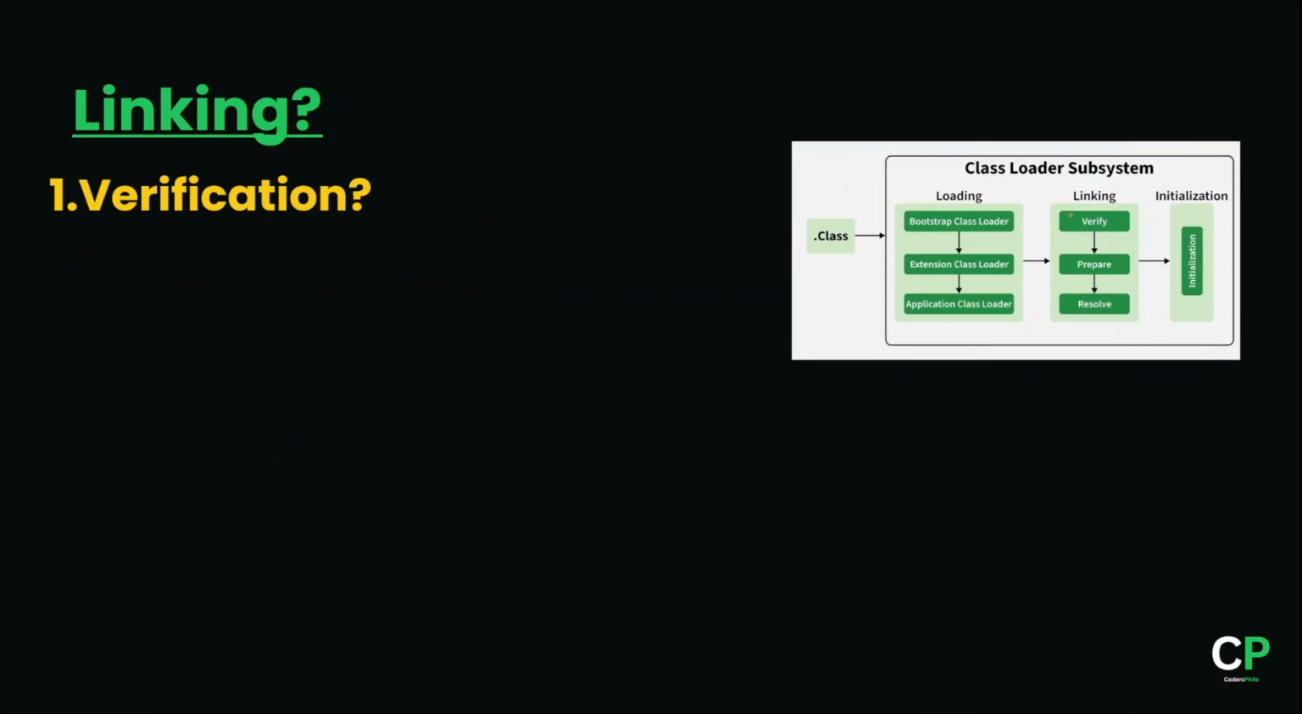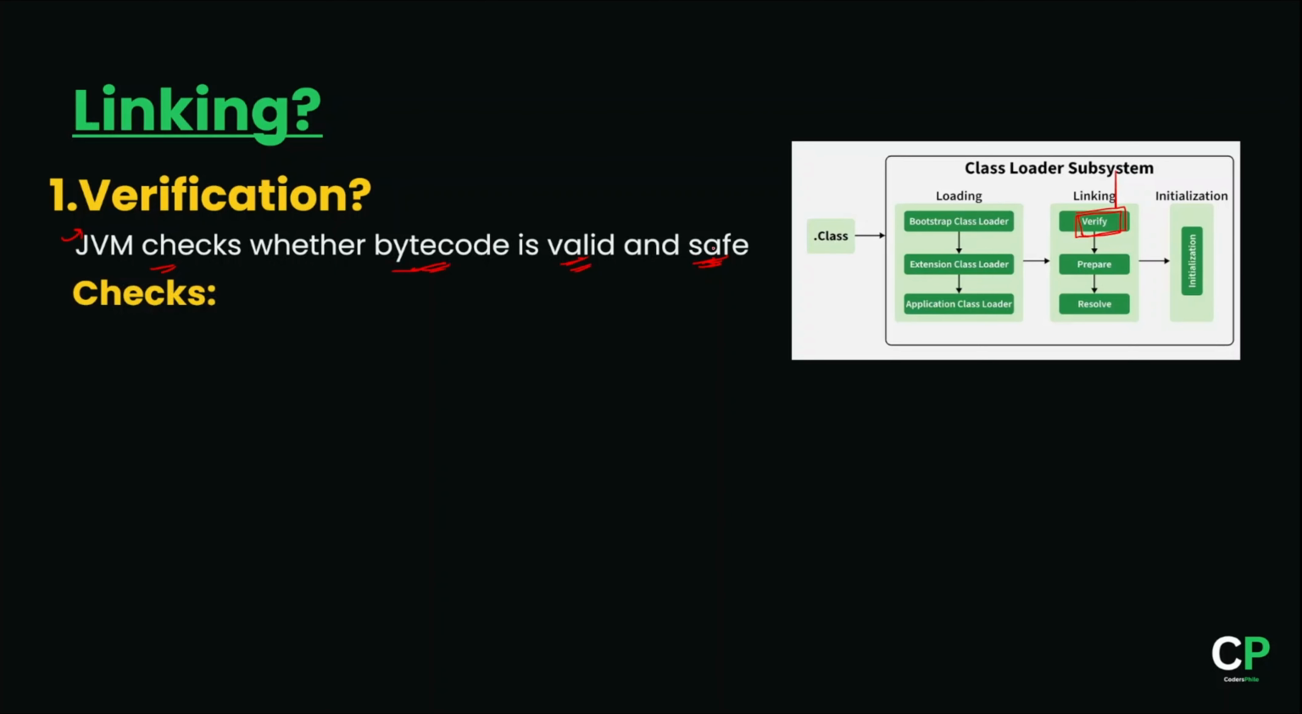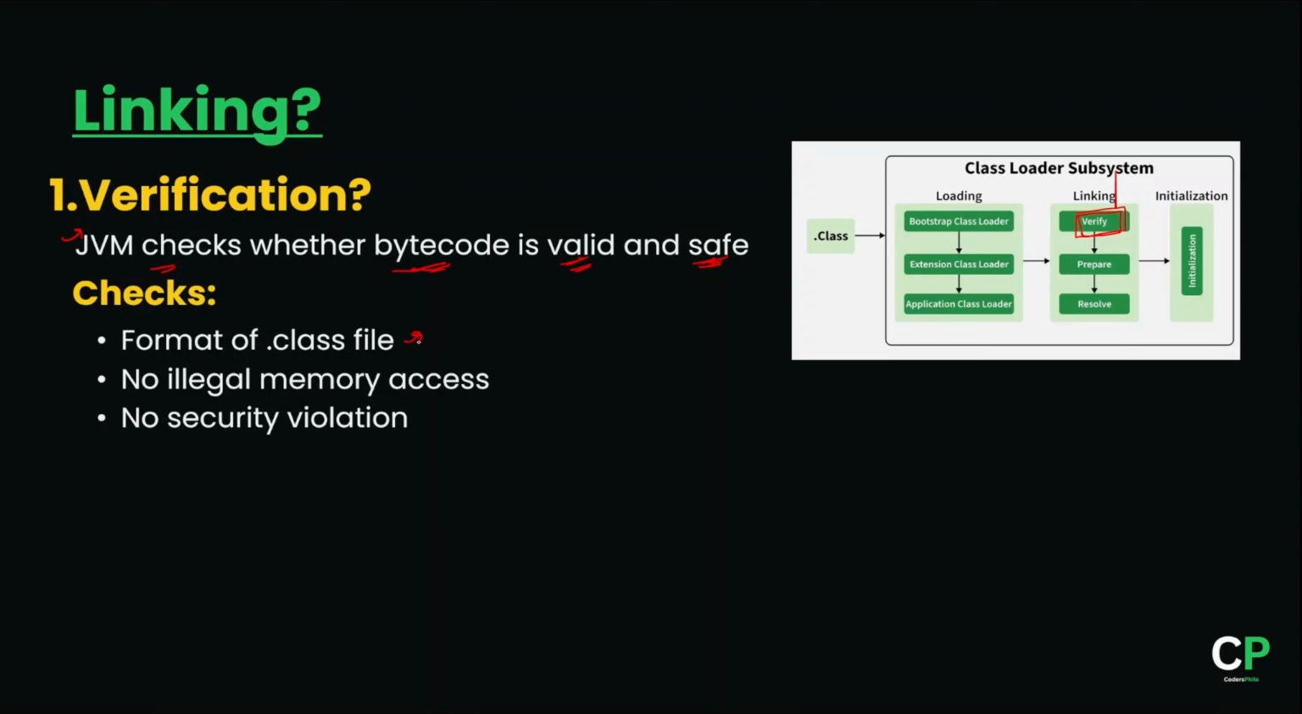As you can guess from the name, in the verification phase the JVM checks whether the bytecode is valid and safe. So the JVM checks the security of the bytecode, whether it is valid or not, and whether it is safe or not. First it checks the format of the .class file, and it also ensures that there is no illegal memory access and no security violation. All these checks are done in the verification phase.